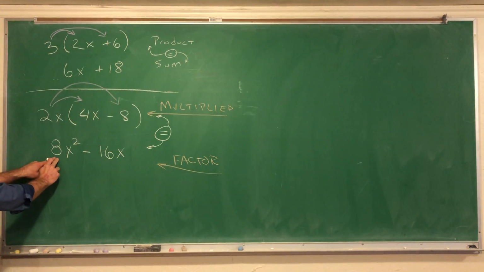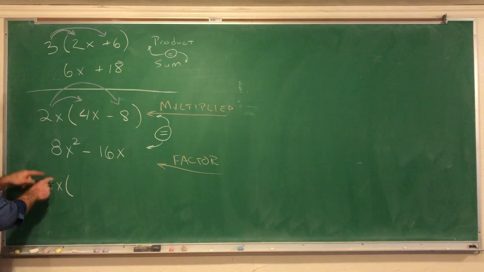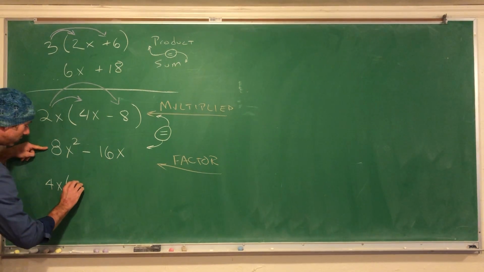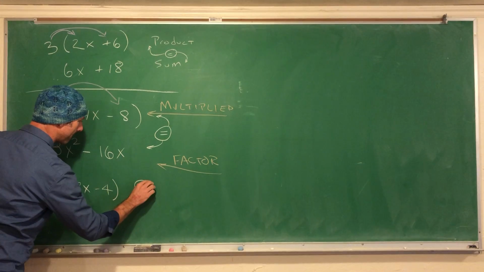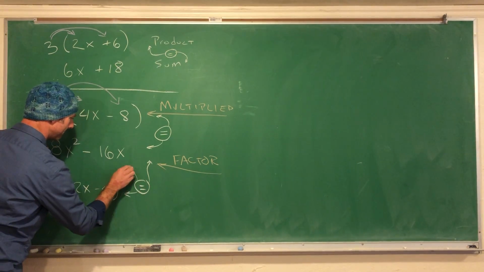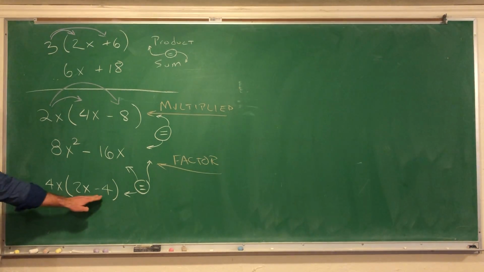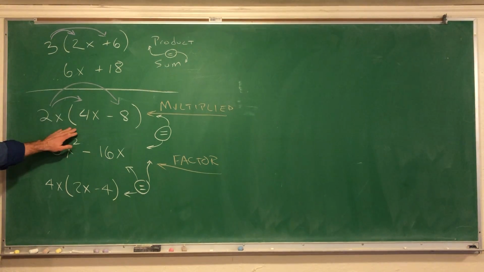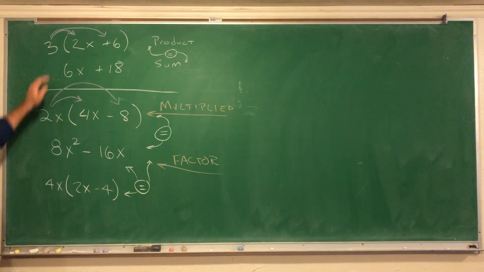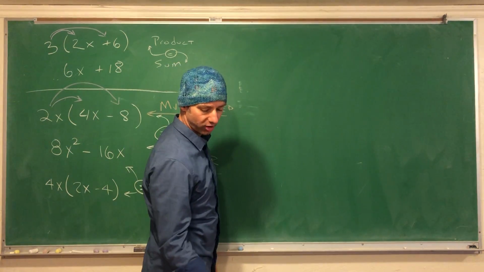Let's see, let's take a 4. How about a 4x? I can take a 4x out of both of these. Let's see, that'd be 2x minus 4. Again, all of these are equivalent. See, 8x squared minus 16x. And here I factored it. This is going to be a really big deal shortly, so I want to just introduce it and put it out there. So these aren't too bad to do, where it's just a single number or just a single monomial by a binomial. But what if it was something a little more complex?